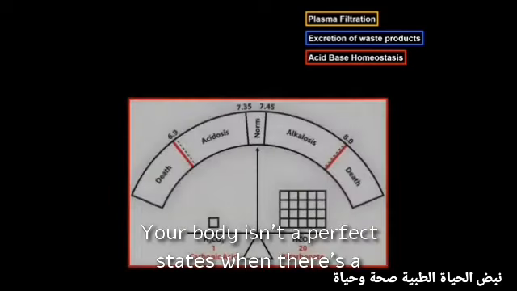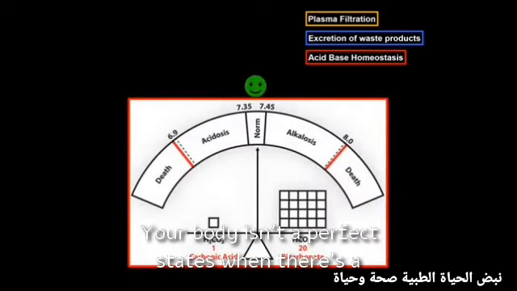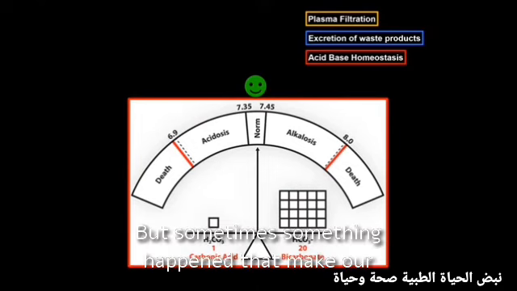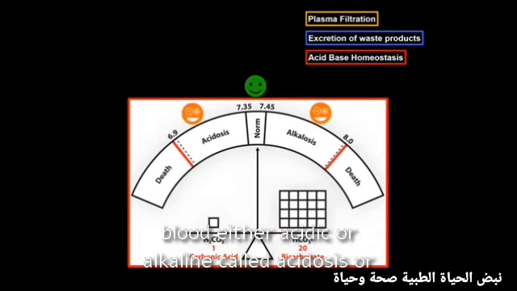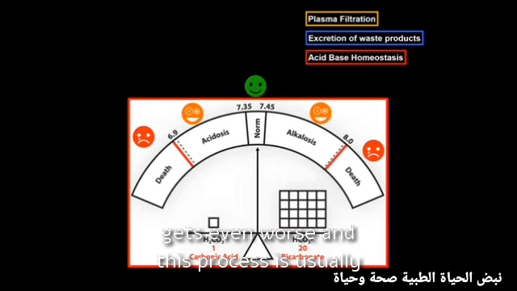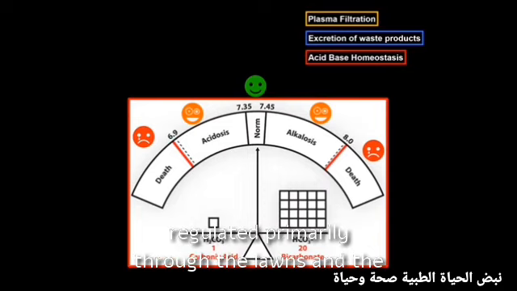Now, your body is in a perfect state when there's a balance between acid and base. Around 7.35 to 7.45 is our natural state where all processes within us happen optimally. But sometimes something happens that makes our blood either acidic or alkaline, called acidosis or alkalosis. We don't like that. And when the pH gets too deviated, it gets even worse. And this process is usually regulated primarily through the lungs and the kidneys.